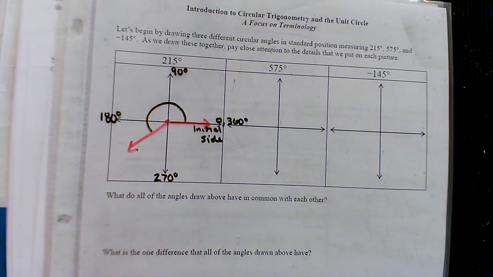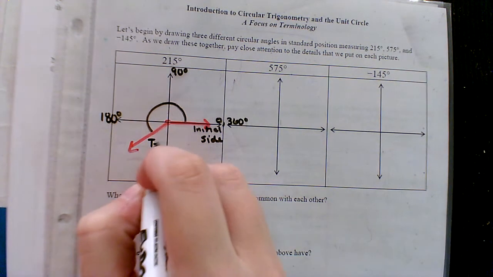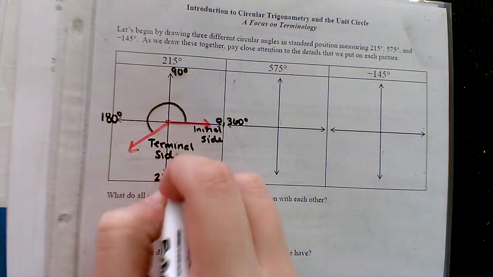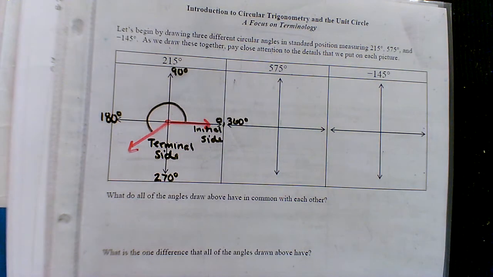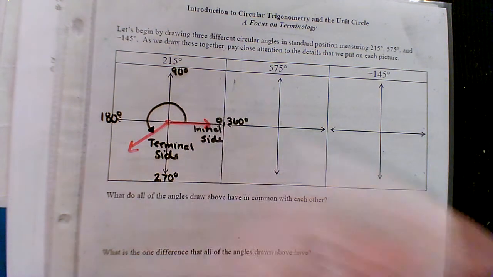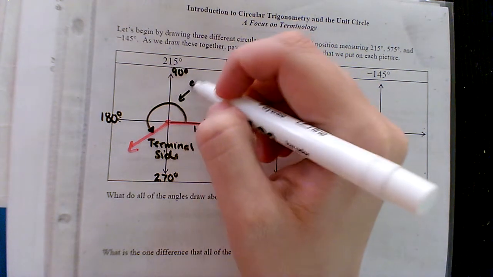This other ray that you draw is called the terminal side, because that's where you terminate, aka end, your angle measurement. Are we okay with the vocabulary so far? Initial side is where you start, terminal side is where you end. Okay? This arc that you draw is your angle of rotation.